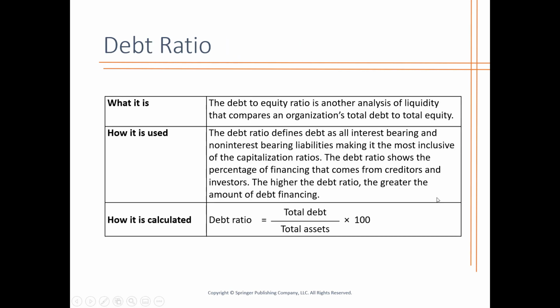Then there's the debt ratio. The debt ratio is another ratio analysis of liquidity that compares the organization's total debt to total equity. Now, in a nonprofit organization, it would be compared to net assets. The debt ratio defines debt as interest-bearing and non-interest-bearing liabilities, making it the most inclusive of capitalization ratios. The debt ratio shows the percentage of financing that comes from creditors and investors. The higher the debt ratio, the greater the amount of debt financing. How would you calculate it? Total debt divided by total assets times 100.